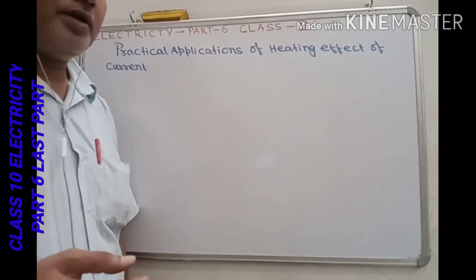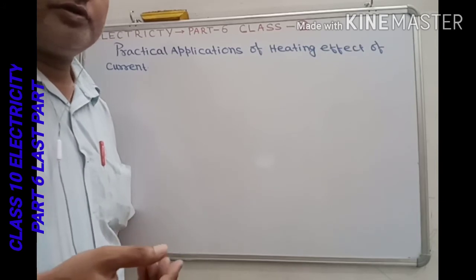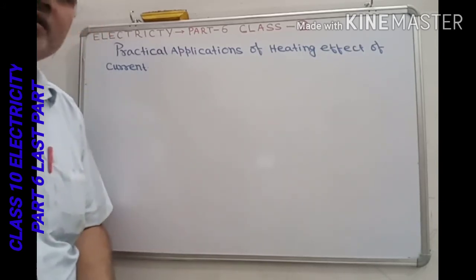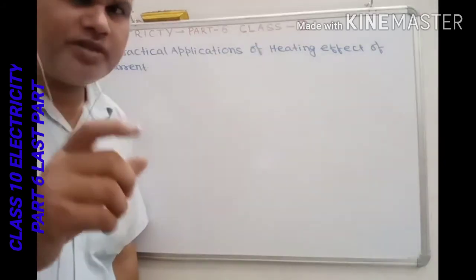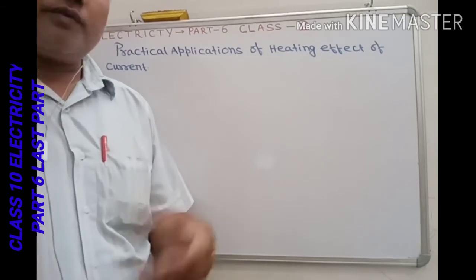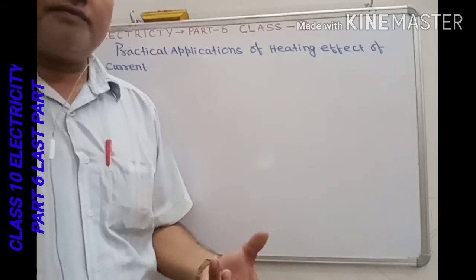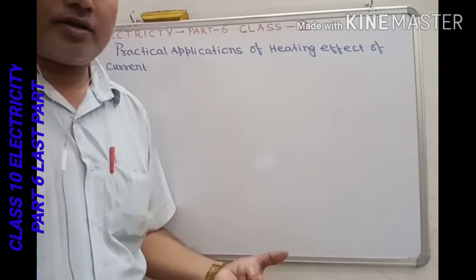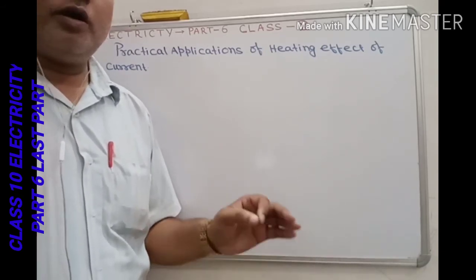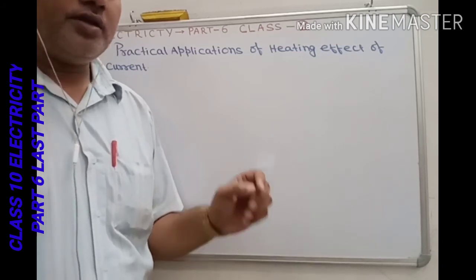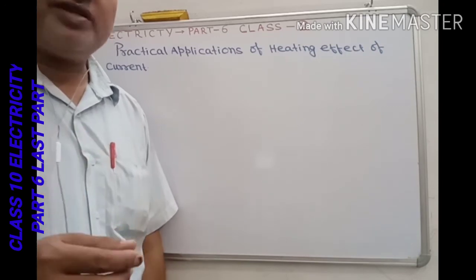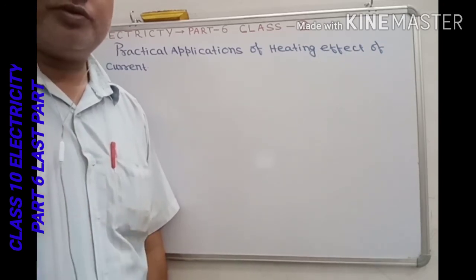For example, suppose we are using an electric iron, and the power of the electric iron is 1000 watt, and it is working on a 220 volt line. Then how can we find out how much current it will use?